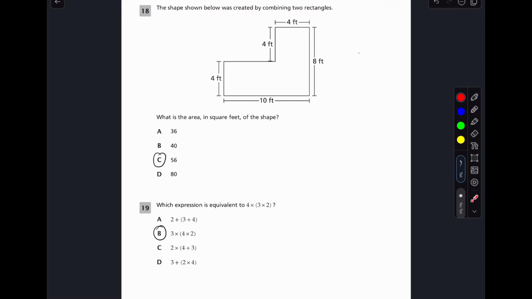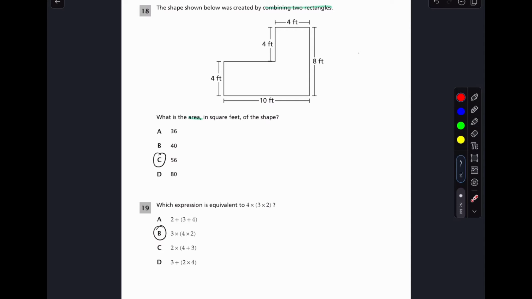Here the answer is for 18 and 19, C and B. So check and see what answers you got, and we're going to jump into 18. 18 can be a little spicy. I can think of 3 ways of solving this problem. I'm going to show you them in a second. What we're doing is we're going to try combining the 2 rectangles to find the total area.